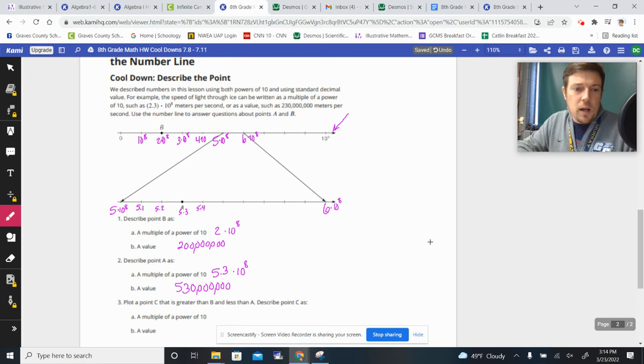And it wants us to plot a point C that's greater than B and less than A. So somewhere in between, bigger than B, less than A. We could pick anything here or anything here.